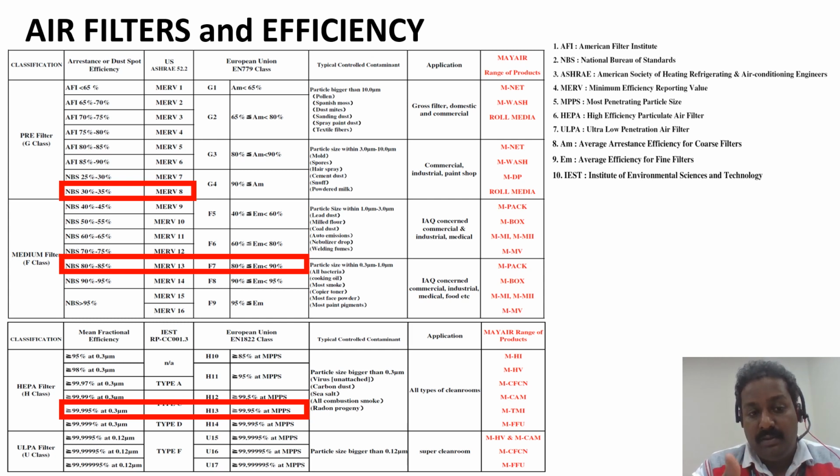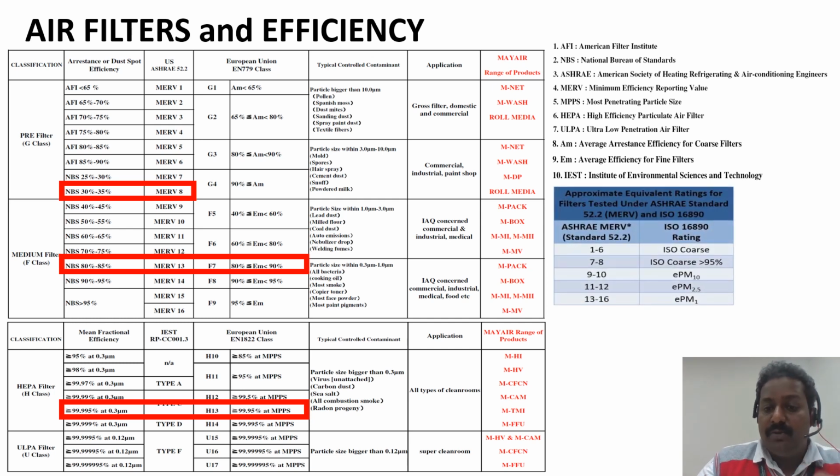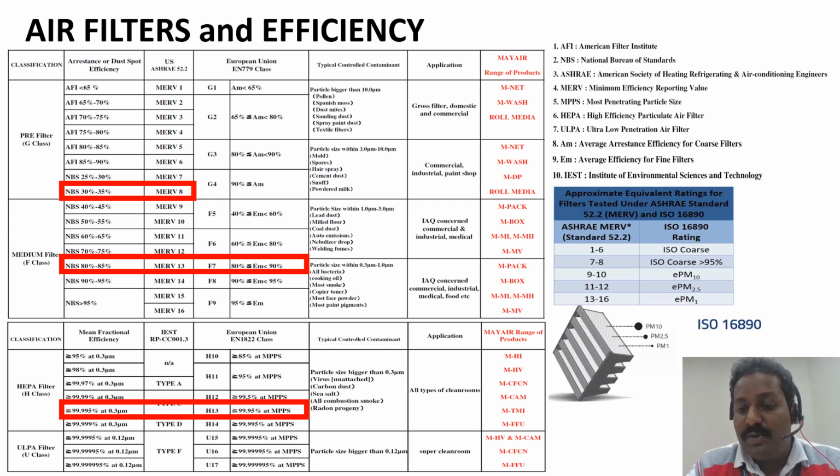Now these are all the old classifications. The classifications are almost the same, but the category is in terms of microns. I already said the new standard comes in PM particles. MERV 13 to 16 can filter less than 1 micron, which is called PM1. MERV 11 to 12, as we discussed, can filter up to 2.5 micron, and 9 to 10 can filter 10 microns. MERV 7 to 8, ISO coarse, 95% efficiency, filters 10 micron. MERV 1 to 6 is again 10 microns and is very rarely used, only for small room air conditioning setups. Next is the ISO 16890 standard, which is divided into PM1, PM2.5 and PM10 particles.